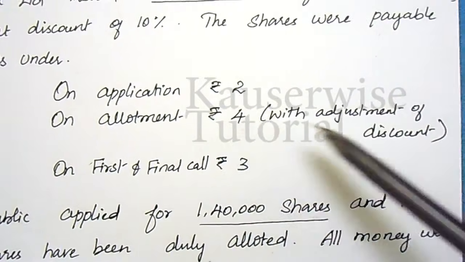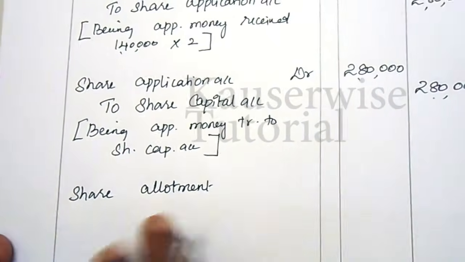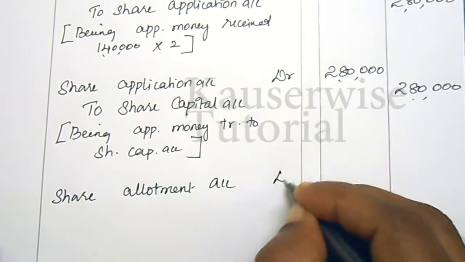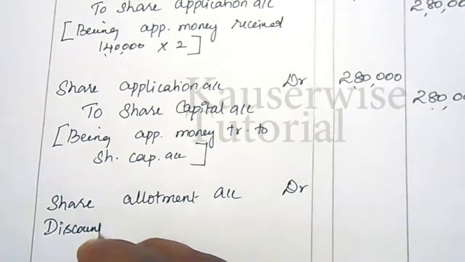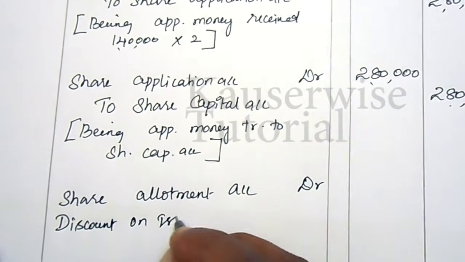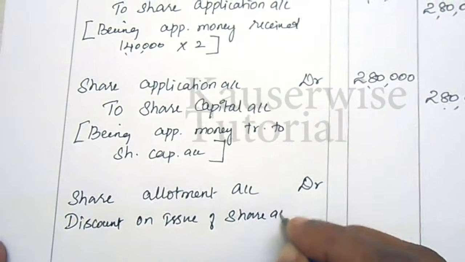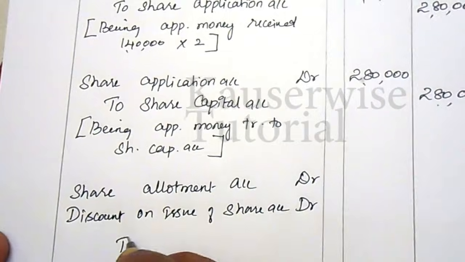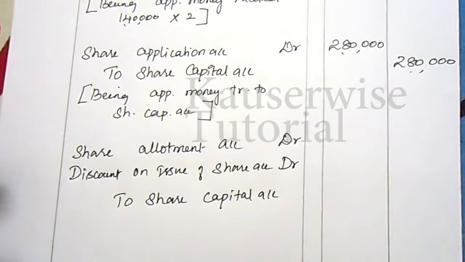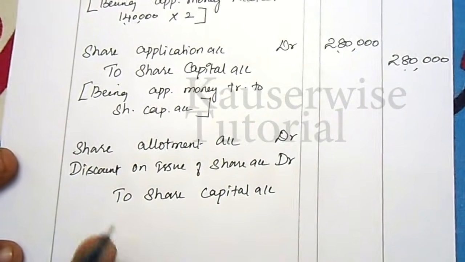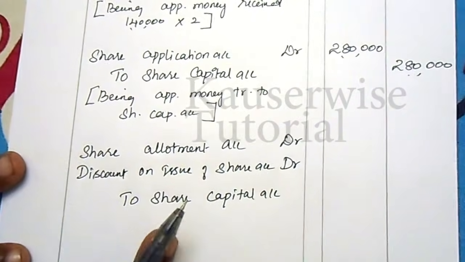While you make entry, you have to show discount also. So entry for the transaction is share allotment account, discount on issue of shares account debit to share capital. Generally, when you issue shares at par, you will be making entry like this: share allotment account debit to share capital. This is a due entry.